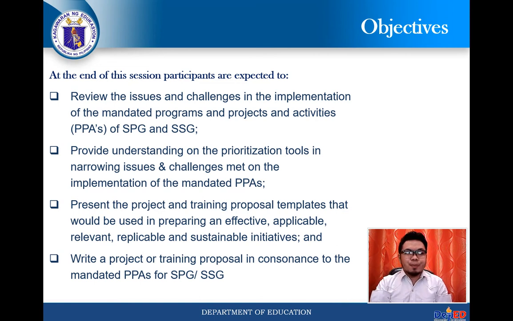PPAs. Number 3, present the project and training proposal templates that would be used in preparing an effective, applicable, relevant, replicable, and sustainable initiatives. And last objective is write a project or training proposal soon in your schools. Kasi that's our requirement.